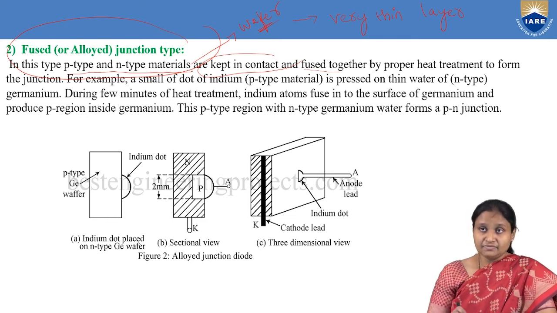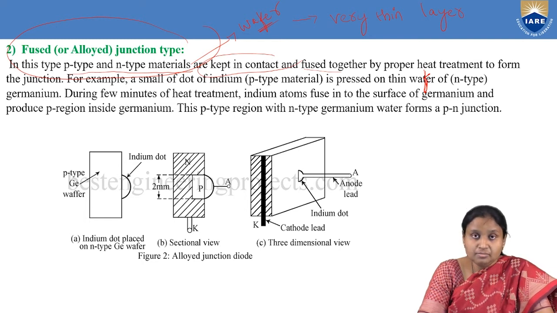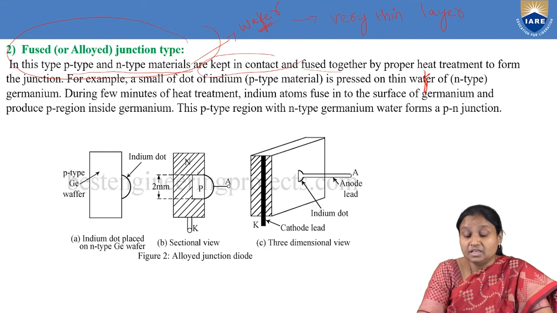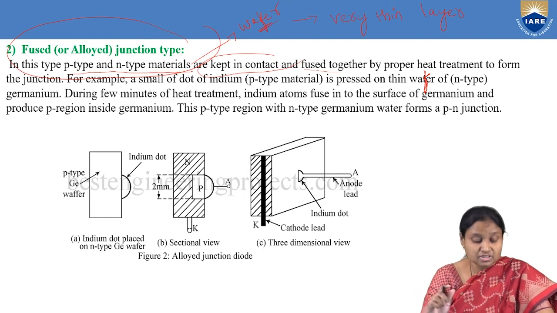What I have done, I have taken a thin, actually this is not water, this is wafer. So I have taken thin wafer of n-type germanium. What do you mean by n-type germanium? We have taken germanium and to that germanium we have added pentavalent impurities and it should be a thin wafer. So thickness of that n-type germanium, it should be very, very small.